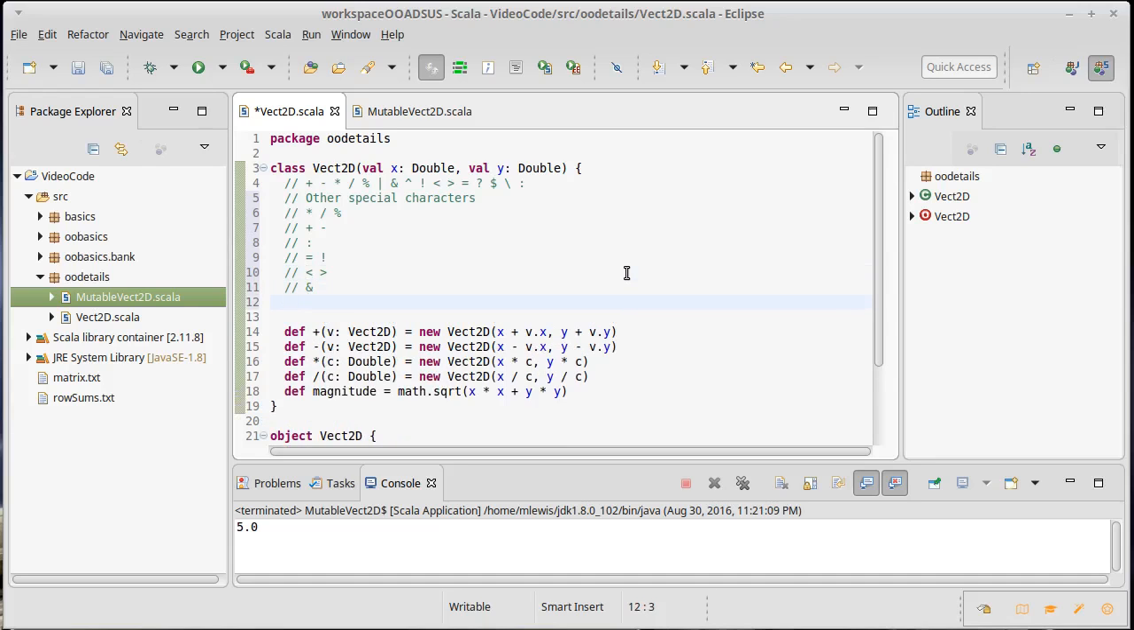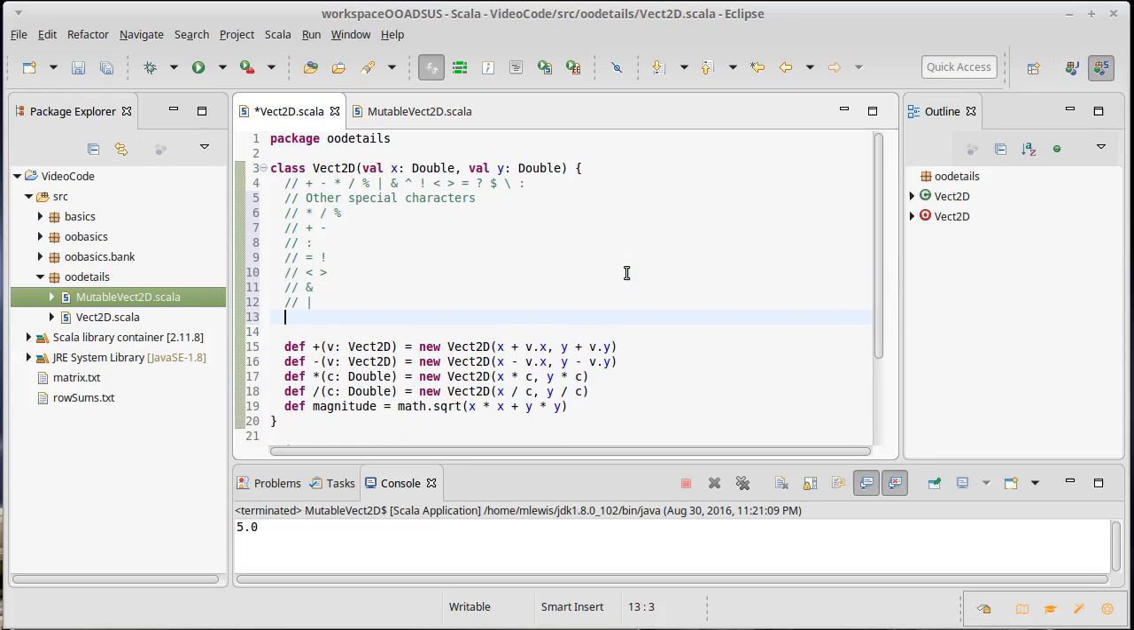That is followed by the ampersand, which is followed by the OR, the pipe. And then at this point is all letters. So anything that starts with a letter, like if we still had a method named plus, it would be a very low precedence. It would come after all of these things. And that's a significant rule to remember.